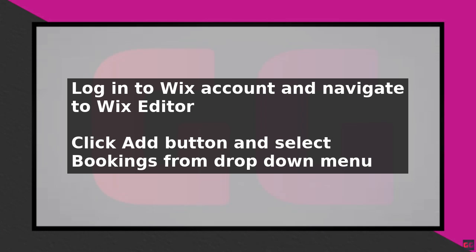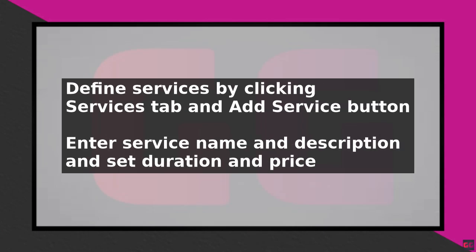the setup process. First, you need to define your services by clicking on the Services tab and then the Add Service button. Enter the name and description of your service, and set the duration and price. You can also add images and customize the service settings as needed.